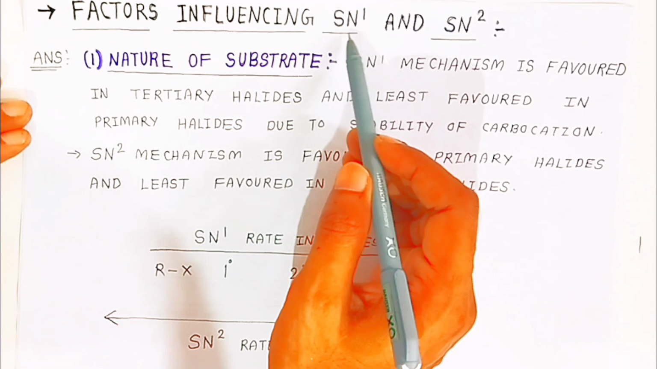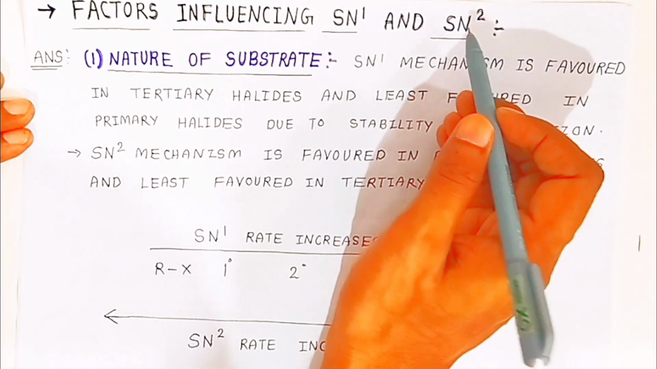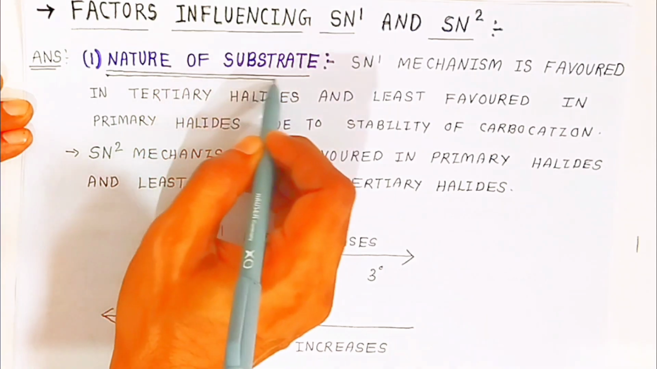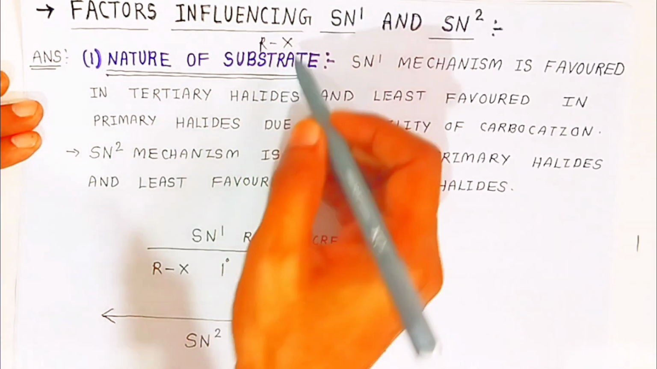Factors influencing SN1 and SN2. Which are the factors which influence the reaction of SN1 and SN2? Now here, students, the first factor which affects the SN1 and SN2 reaction is the nature of the substrate, that is, which alkyl halide you have taken. Understand, students, what is the nature of the alkyl halide?